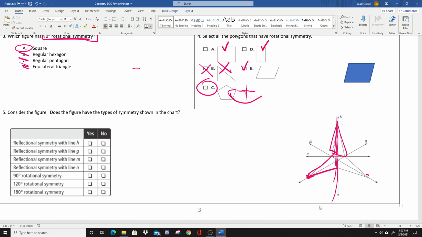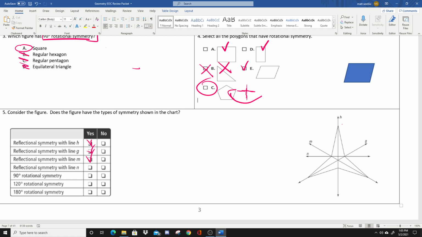Line G. Line G I think does work. So this one will go to this one. So I think line G works in the same way that line H works. This point would go to this point, and then this half will go to this half. So this part would fall onto this part, and then this would split over here. So line G works. Line M. Line M works for the same reason line G works.